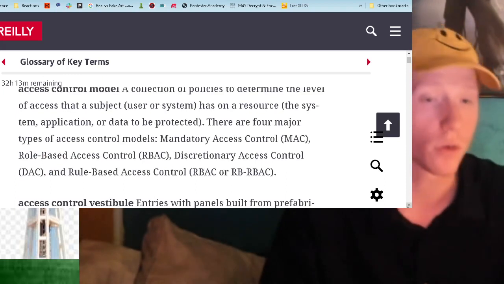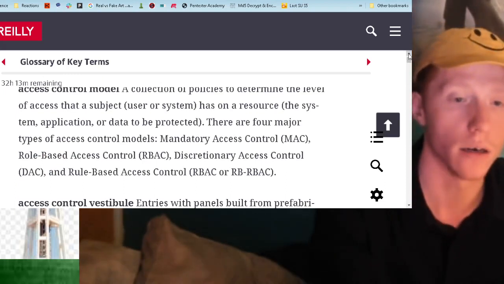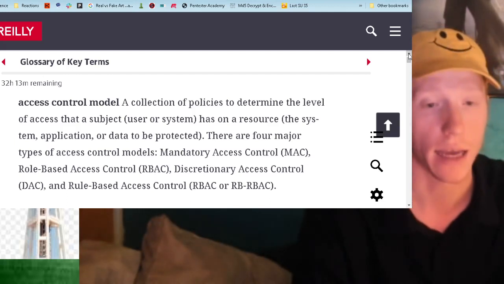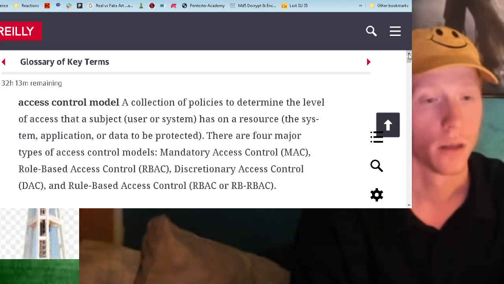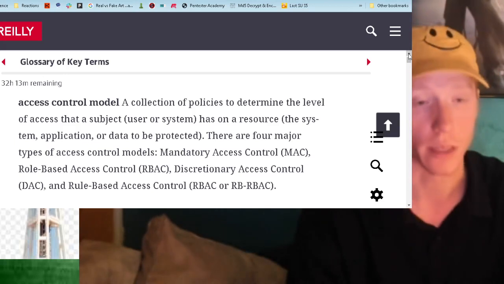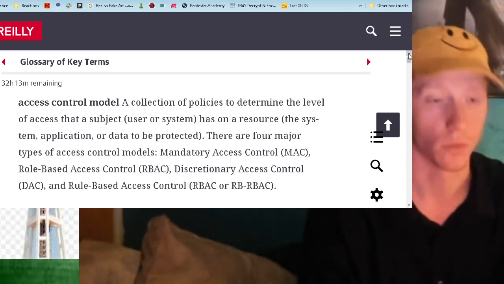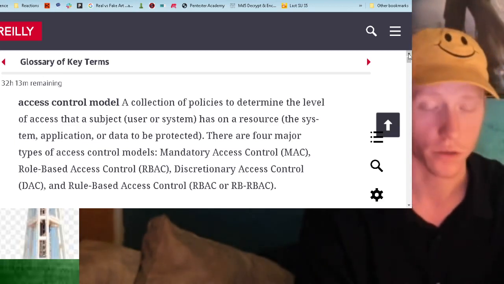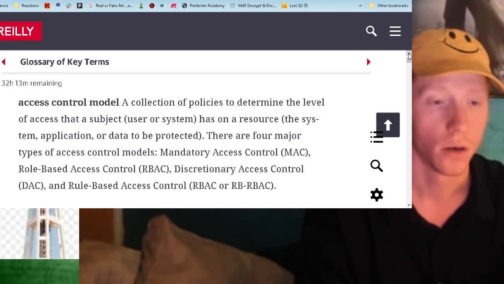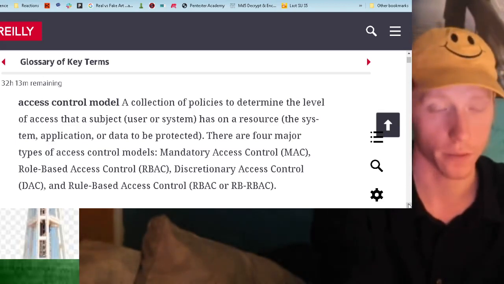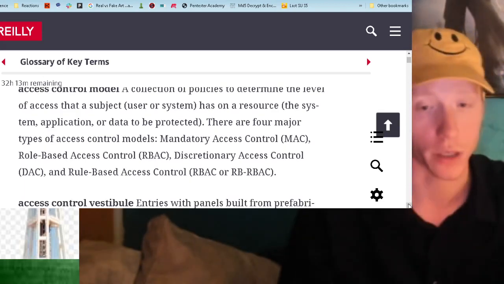The access control model is a collection of policies to determine the level of access that a subject has on a resource, the system, application, or data to be protected. There are four major types of access control models: the mandatory access control, role-based access control, discretionary access control, or rule-based access control. There's rule-based and role-based, and then mandatory or discretionary.